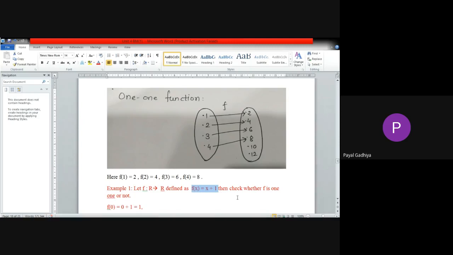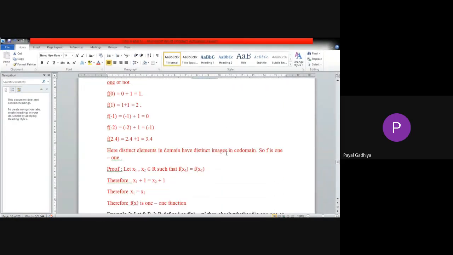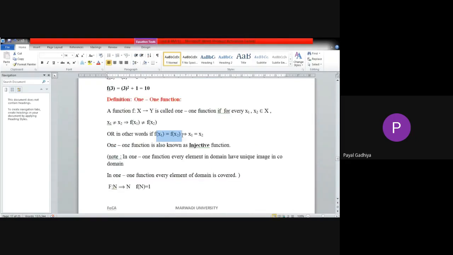Now what we need to do is prove it using the definition only. So here I want to check whether f(x) = x + 1 is a one-one function or not. For that, I will start with this definition: if f(x1) is equal to f(x2), then I will show that x1 is equal to x2.